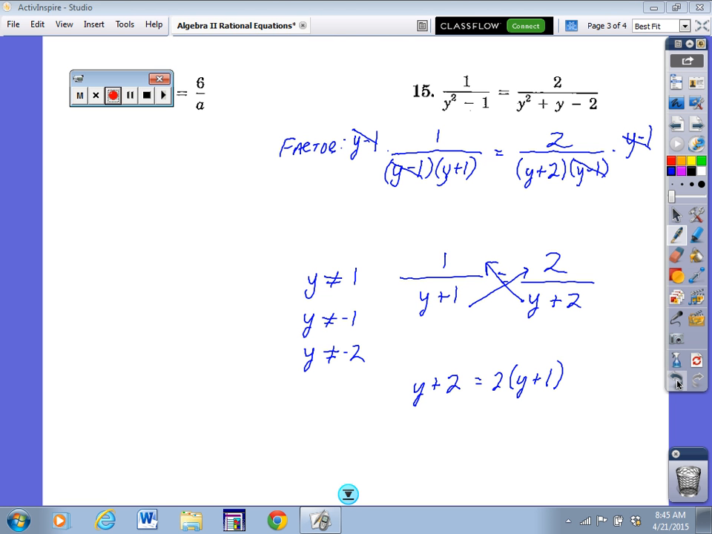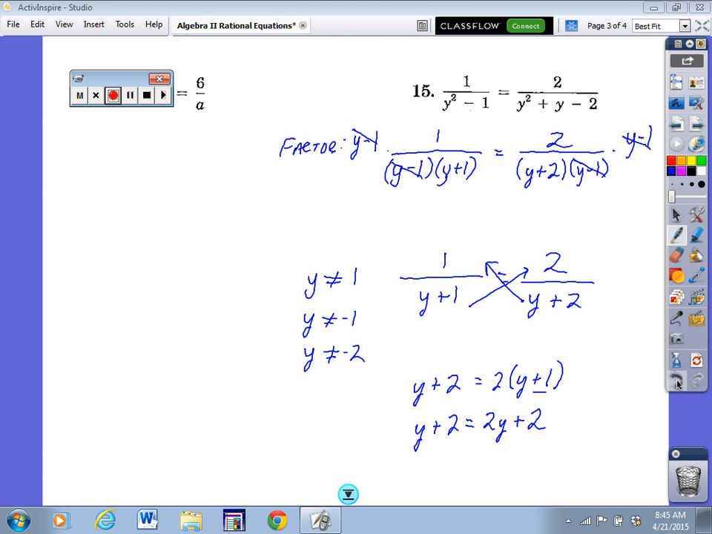So far, so good? Okay. So then I could end up doing this. I've got y plus 2 equals, and distribute your 2, 2y plus 2. Now we get our y's together and we try to solve it. And we should end up with one solution.